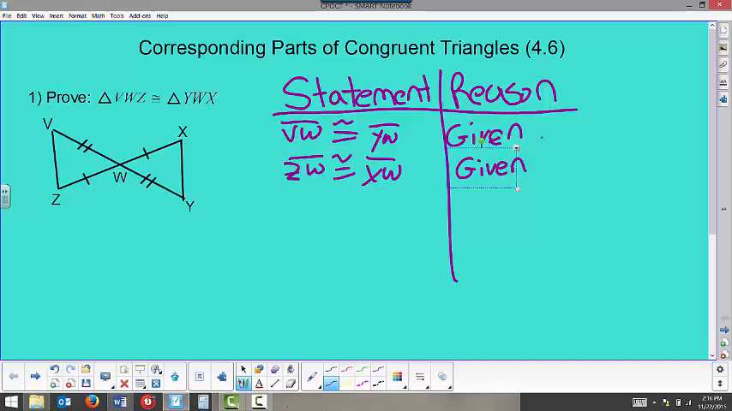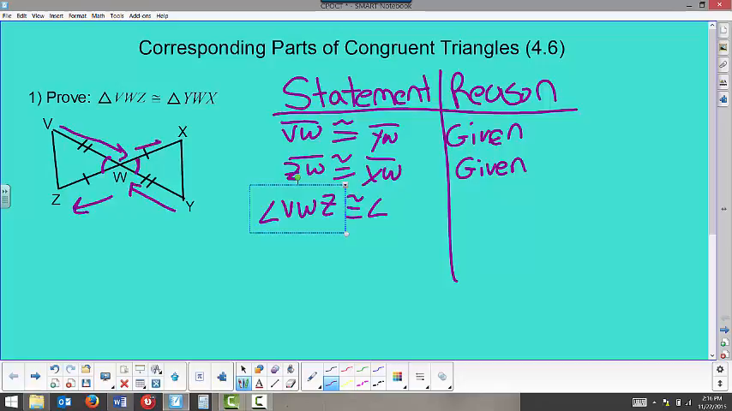We also know something else about these triangles. Based on the way the figure is drawn, we know that this angle is congruent to this angle because they're both vertical angles. So we can add that to our statement reason proof. We can say angle VWZ is congruent to angle, and we have to go the same way. If we start with V and go to W and then go to Z, then we have to start with Y to W and then W to X. So we would say angle YWX is congruent. And the reason, how do we know that? It's because they're a vertical pair.